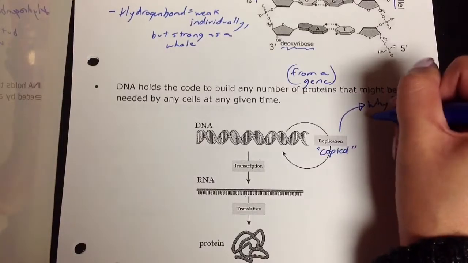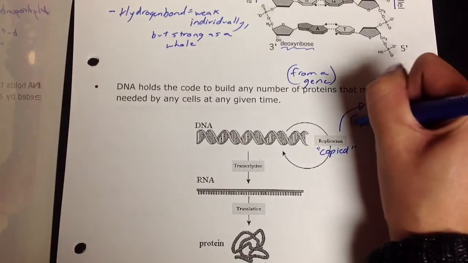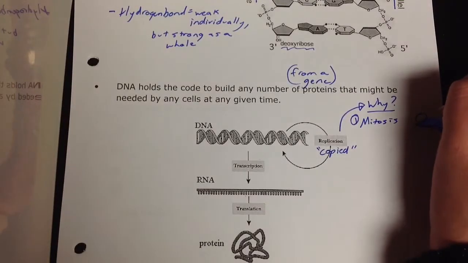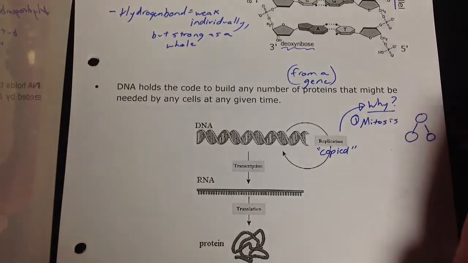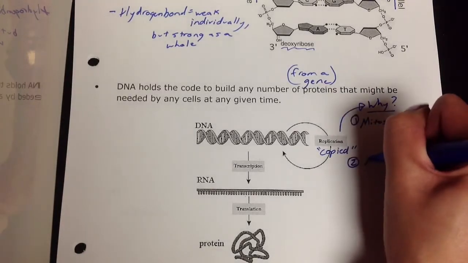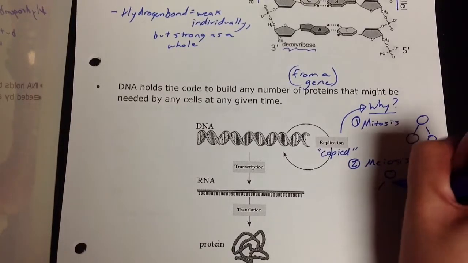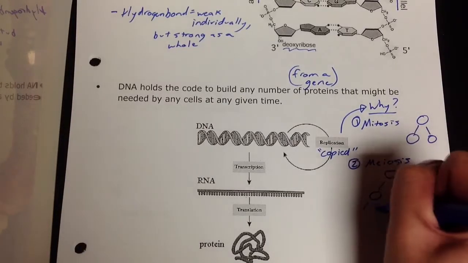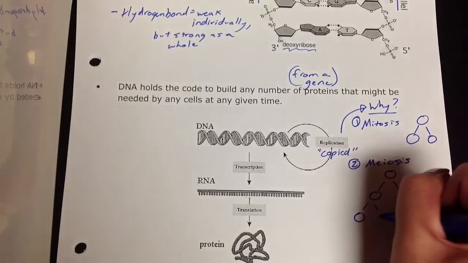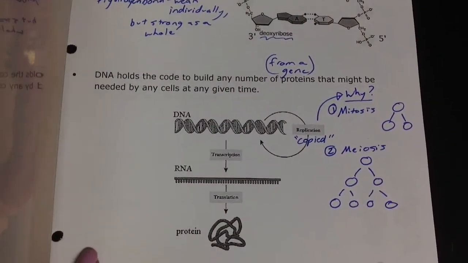We will need to replicate DNA during mitosis, and this is one reason, where we are just producing 2 new cells from the individual cell. We might also need to copy DNA during meiosis, where we're copying the DNA to later on make some genetically different daughter cells.